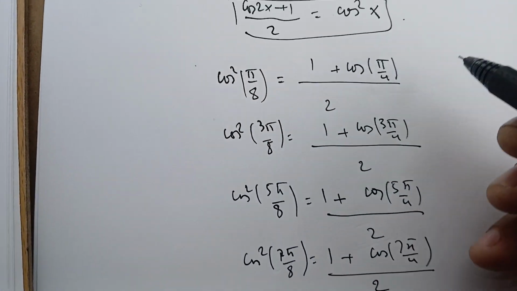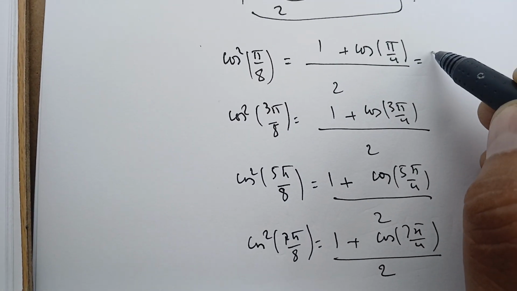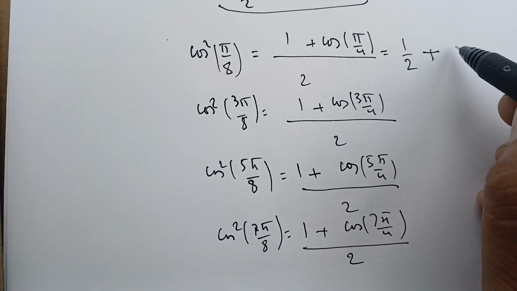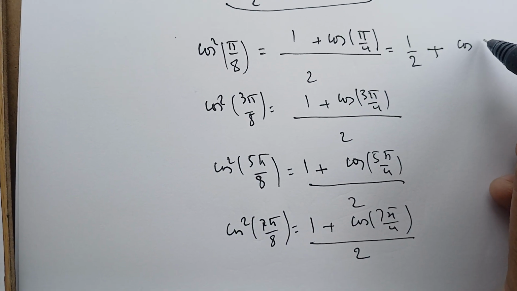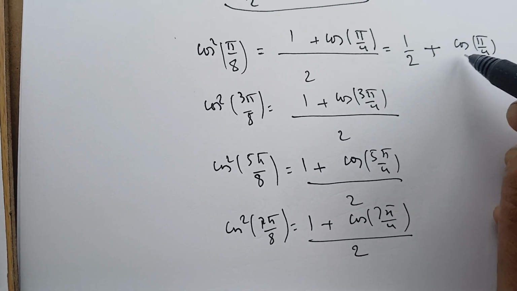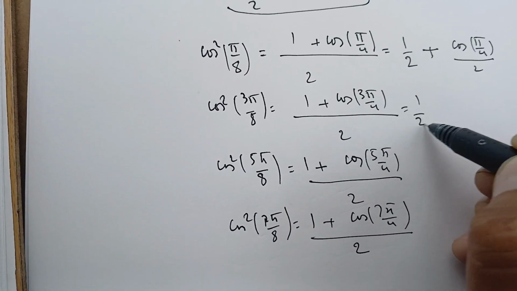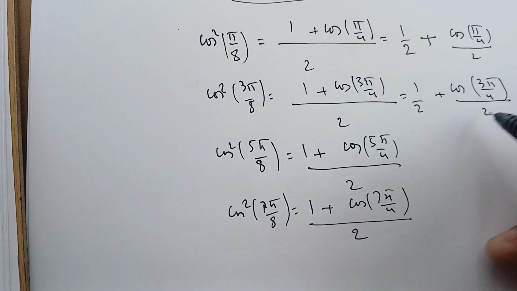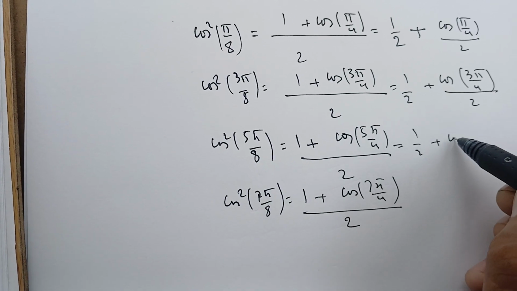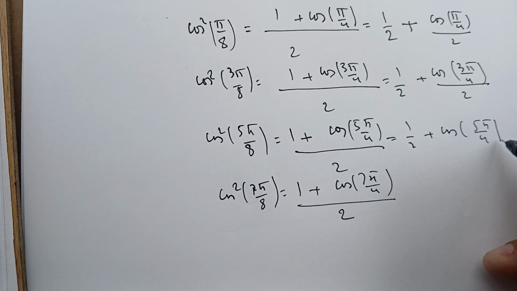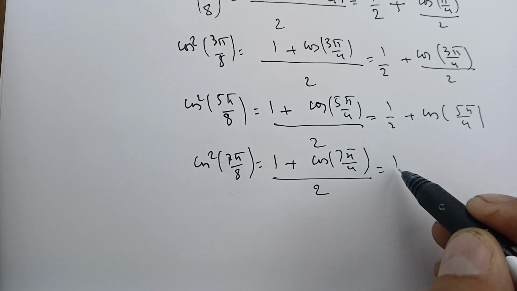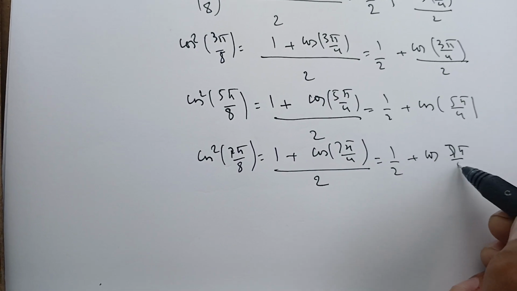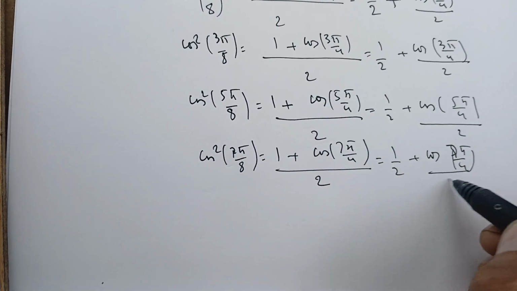We can simplify this one more. So we can write the 1/2 and the cosines separately. So we have 1/2 plus cosine pi over 4 over 2. We have 1/2 plus cosine 3 pi over 4 over 2. And we have 1/2 plus cosine 5 pi over 4 over 2. And also we have 1/2 plus cosine 7 pi over 4 over 2. I missed the 1/2 here. Okay?